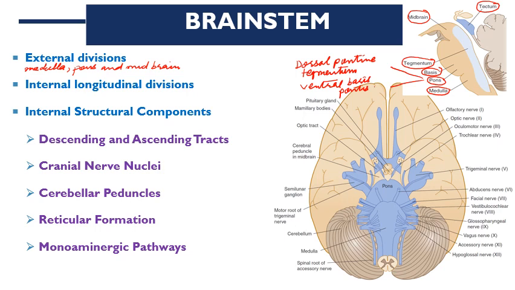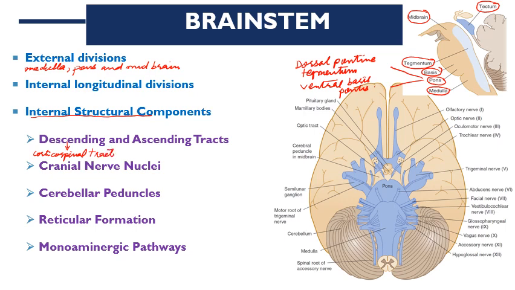If we talk about the internal structure, the brainstem is composed of descending and ascending tracts. All descending tracts terminating in the spinal cord pass through the brainstem. In addition, several descending fiber systems terminate or originate in the brainstem. The most important descending tract that I want to mention here is the corticospinal tract.